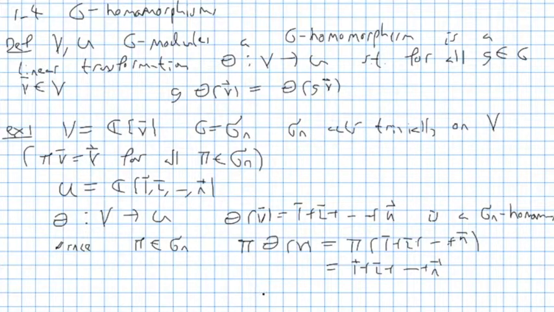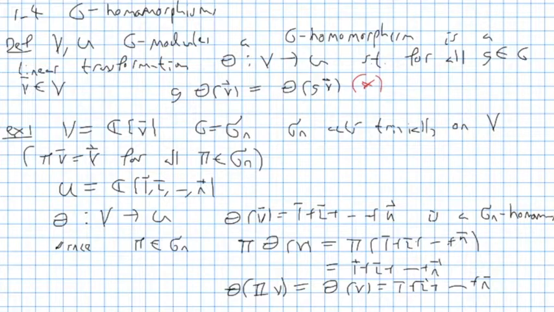But now if we take V, permute it by acting with pi, and then take theta, what do we get? The symmetric group acts trivially on V, so this is just theta of V, and theta is just this sum. So both ways we obtain the same answer, so they're equal, and that's what it means to be a G homomorphism. That's an example of a G homomorphism.